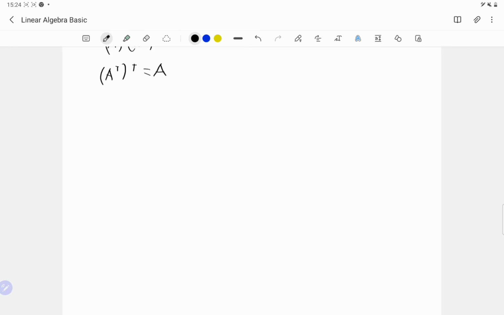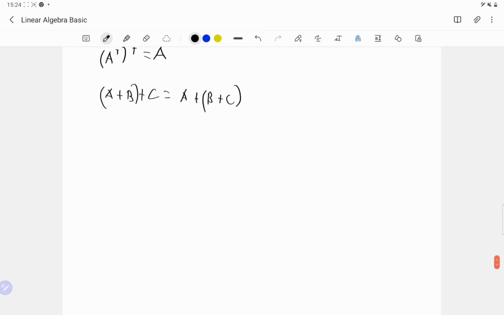Let's move on to the associative property of matrices. A plus B plus C is equal to A plus B plus C, grouped differently. For multiplication, A times BC is equal to AB times C.